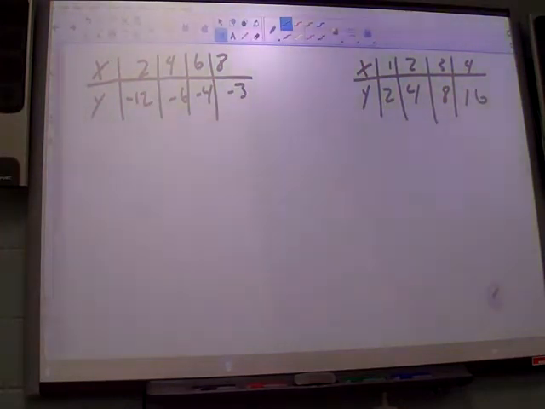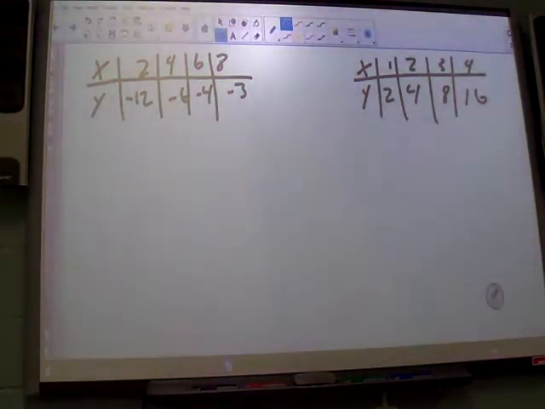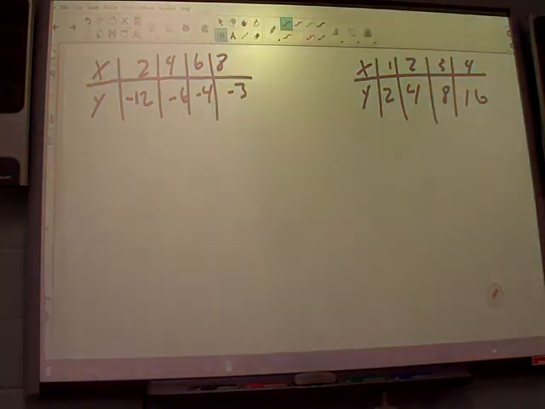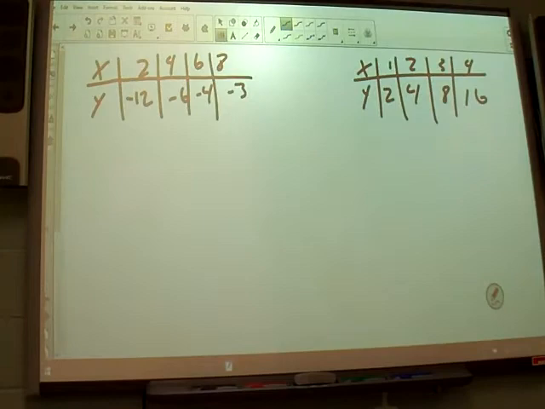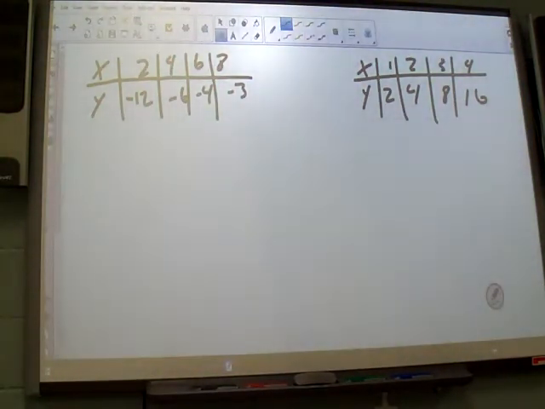Alright, so I got number 1 and 2 there for you, 2 different tables. The directions say, tell whether x and y show a direct variation, an inverse variation, or neither. So it's the same directions again. Direct variation, inverse variation, or neither. Okay. Anybody got any guesses on how we could start rolling here?